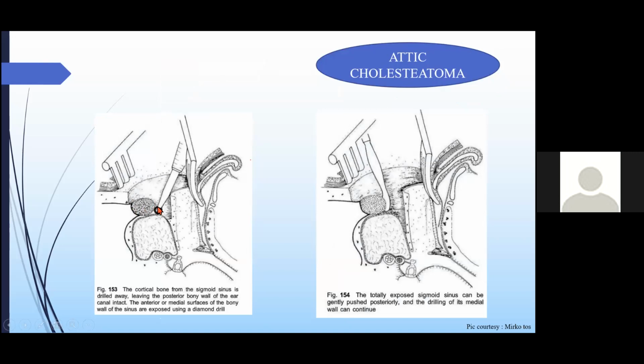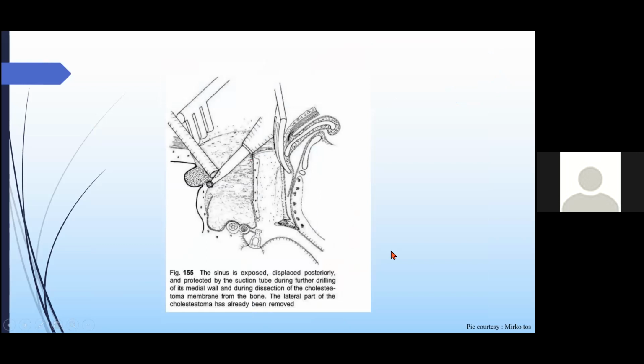So you can see, once we have drilled, I'll tell in the future slides how we will expose the sigmoid sinus. But once we have exposed the sigmoid sinus, we can push it posteriorly, and so we get access to the disease clearance on the medial aspect. And this can be held with a blunt instrument, and then the further posterior fossa plate can be drilled out and the disease can be cleared. So in these situations where we require the clearance in the medial aspect, we have to expose the sigmoid sinus.